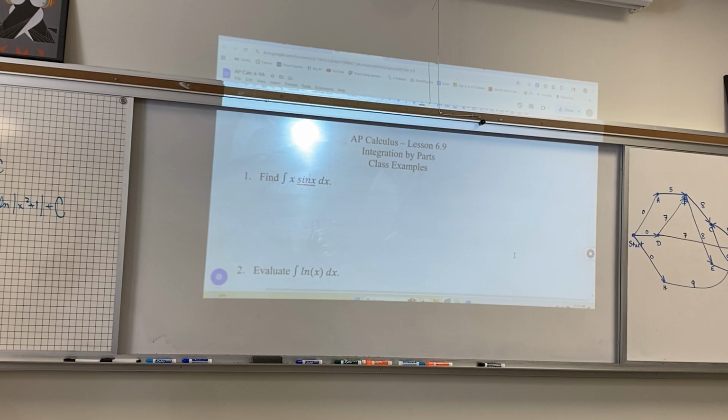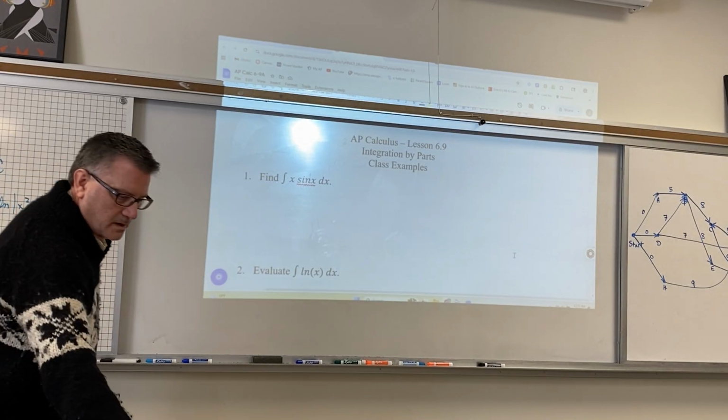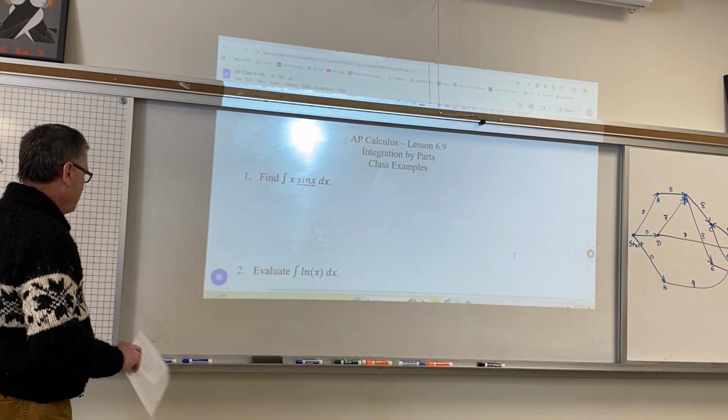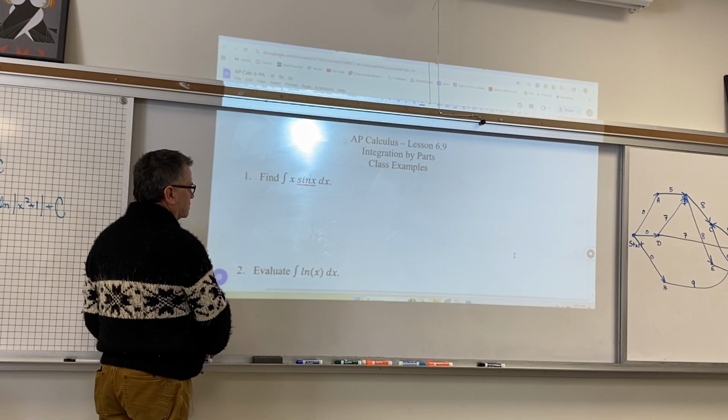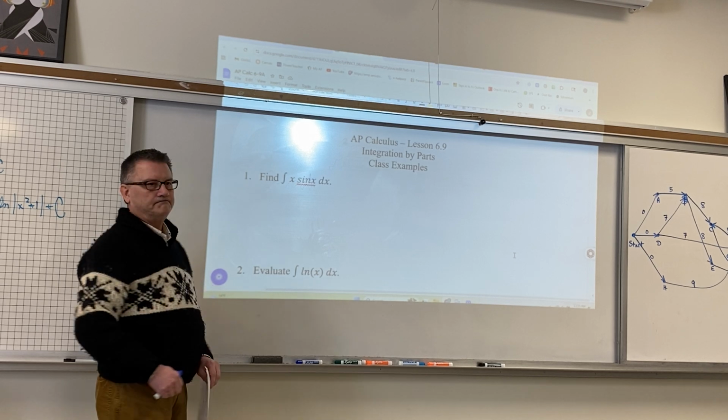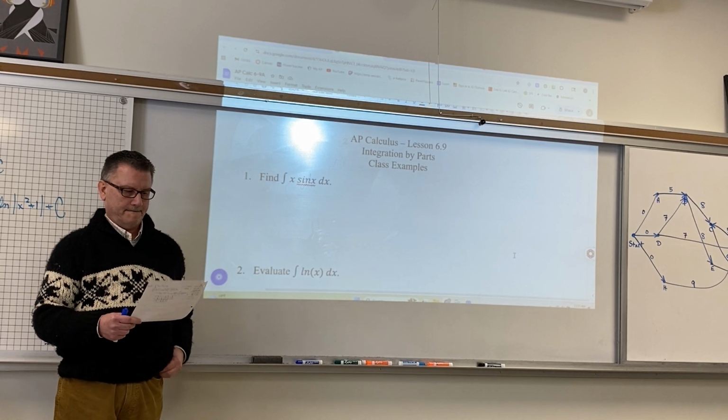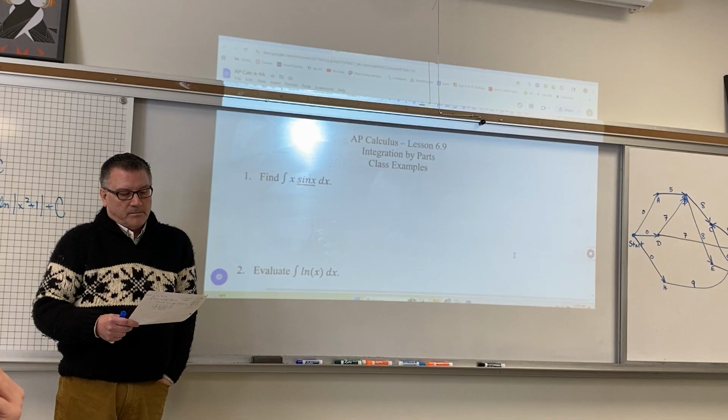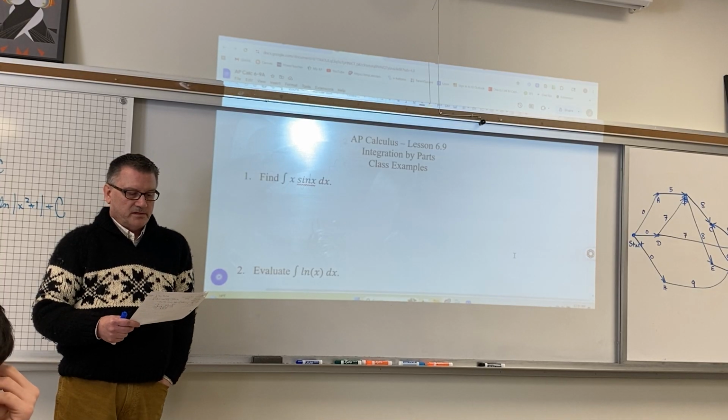Let's see. Didn't leave very much room to work this time. The integral of x sine x dx. Let's use integration by parts. I'm going to need to figure out what's u and what's dv.